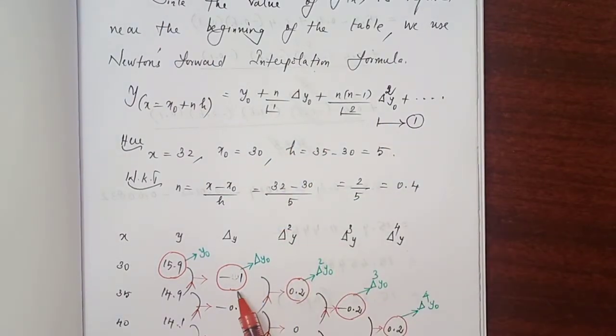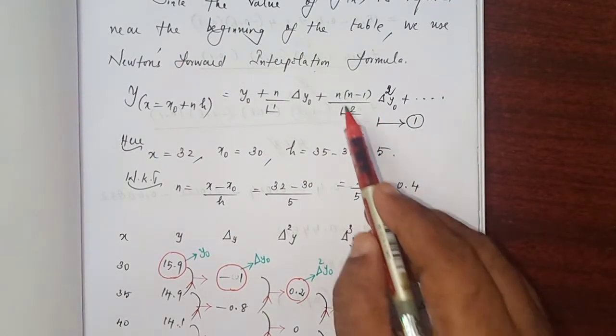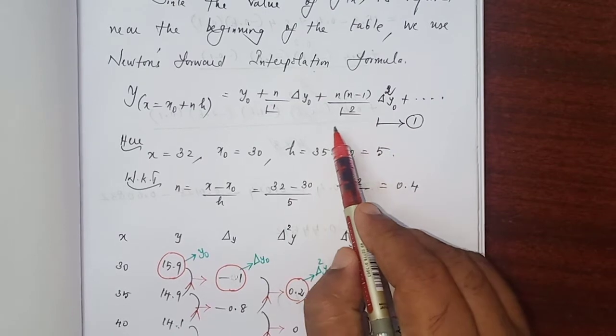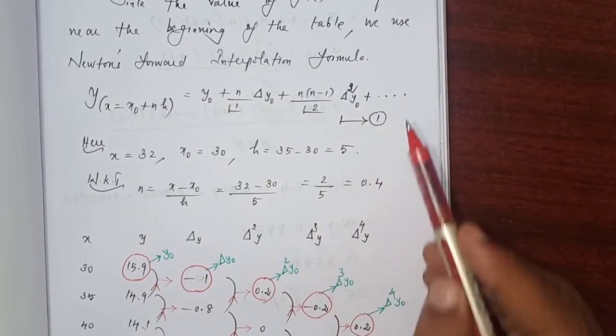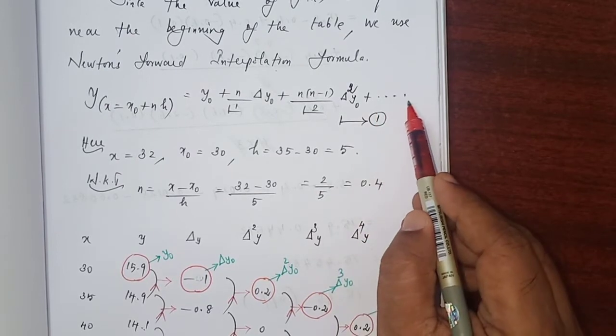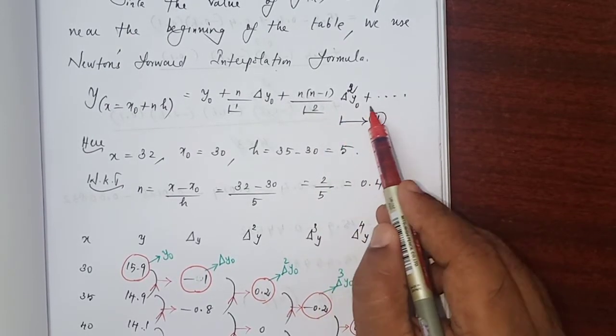Del y naught value is minus 1. Then n into n minus 1, n value 0.4, 0.4 into 0.4 minus 1 divided by 2 factorial, that is equal to 2 into 1, into del square y naught. Del square y naught value is 0.2. It is going on. I have put etc. So next one you will be getting n into n minus 1 into n minus 2 divided by 3 factorial into del cube y naught. I have written everything.